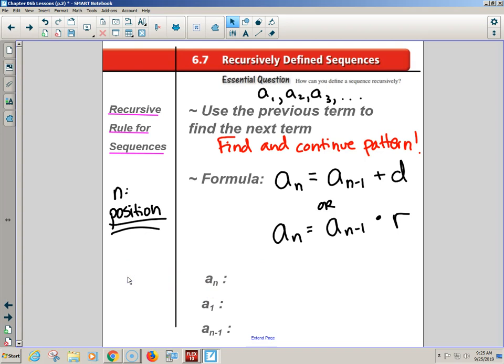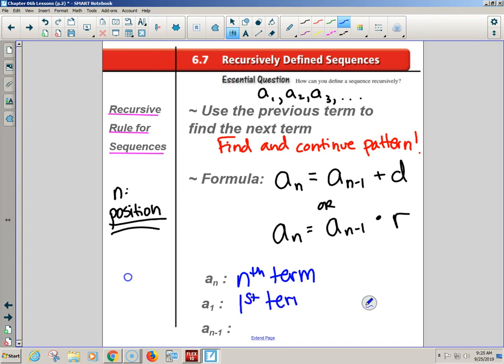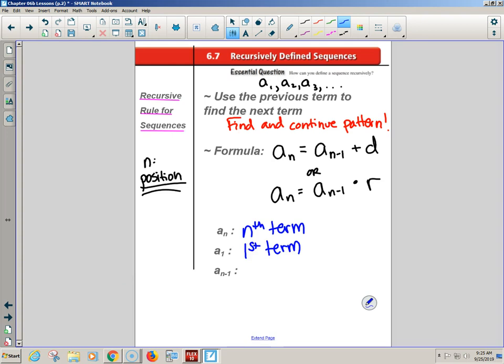So we have a sub n, which we already learned is the nth term, right? The guy that's in the nth position. The nth term, the guy in the nth position. Do you guys remember who a sub 1 is? The first term. And we used that in the old way of defining. But here's the really weird guy. He's the new kid on the block. This a sub n minus 1. We've already talked about the nth term, already talked about the first term, but who's the a sub n minus 1? He's the previous.